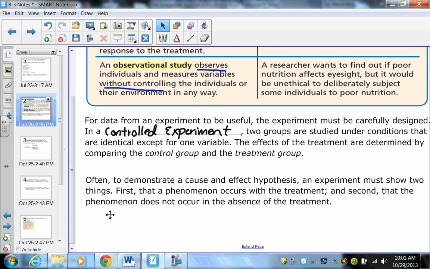Often, to demonstrate a cause and effect hypothesis, an experiment must show two things. First, that the phenomenon occurs with the treatment, and second, that the phenomenon does not occur in the absence of the treatment.